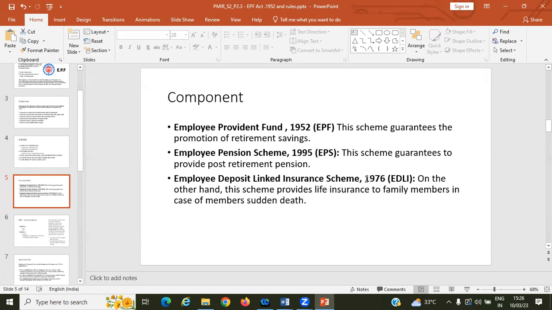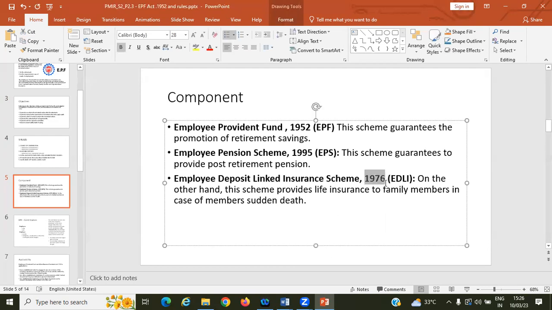1952. This one is the question you have seen. 1976 applies to the deposit linked scheme, and 1995 is the pension scheme. Everything is included in the 1952 Provident Fund Act. This came early. Then whenever these things came, they were included.